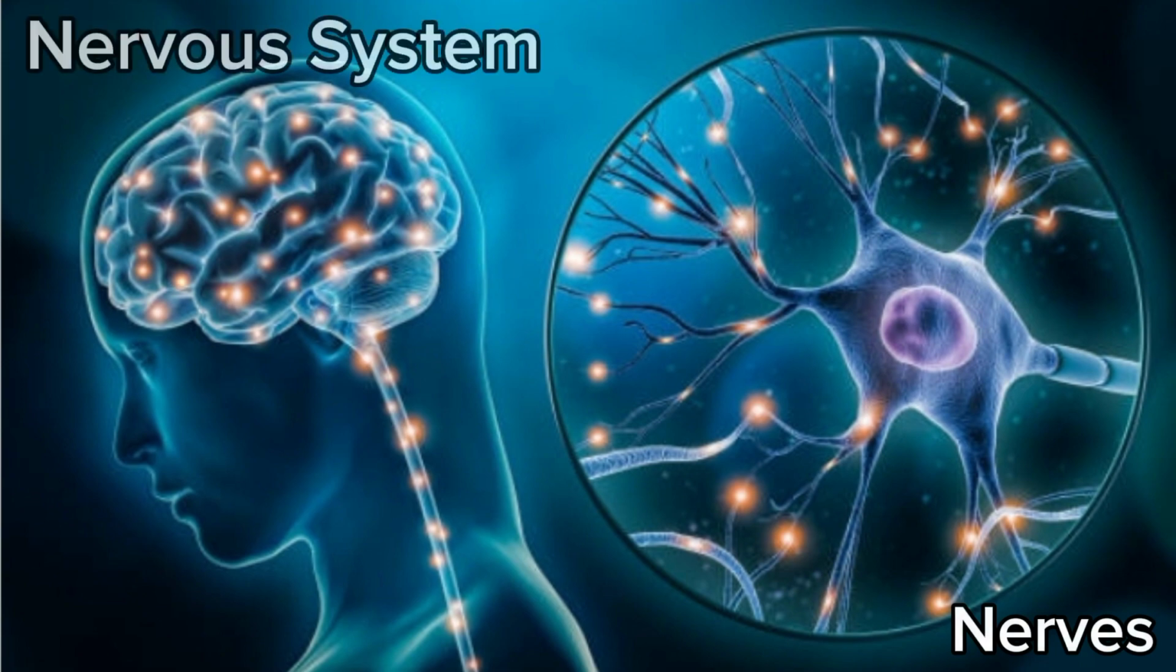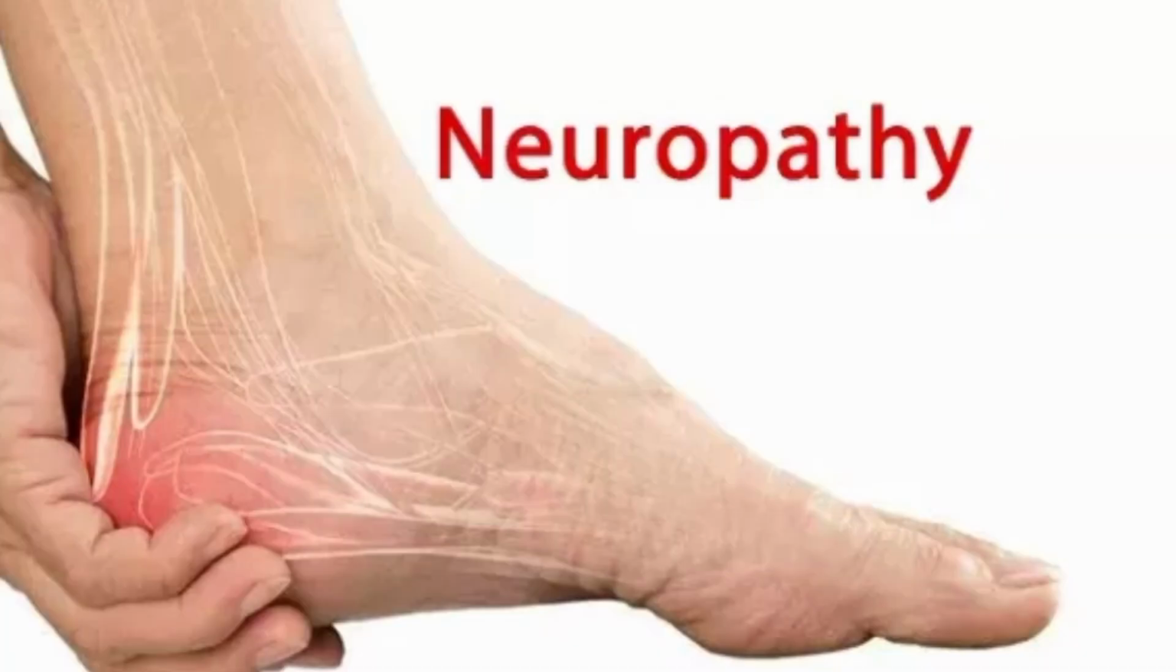And number two, we have neuro. Now, neuro deals with the nerves and the nervous system. So when you hear things like neurology, it is the study of nerves and the nervous system. You hear things like neuropathy, that is a nerve disease. So when you hear neuro, just know it has to do with the nerves and the nervous system.